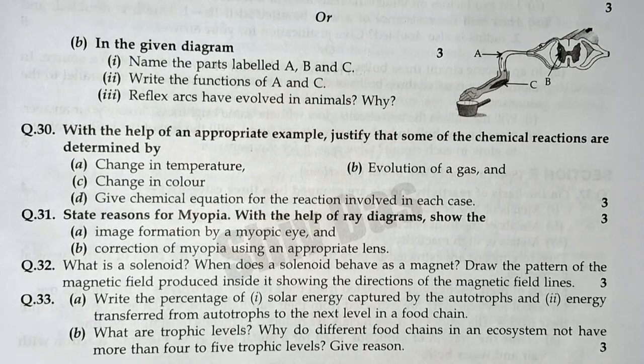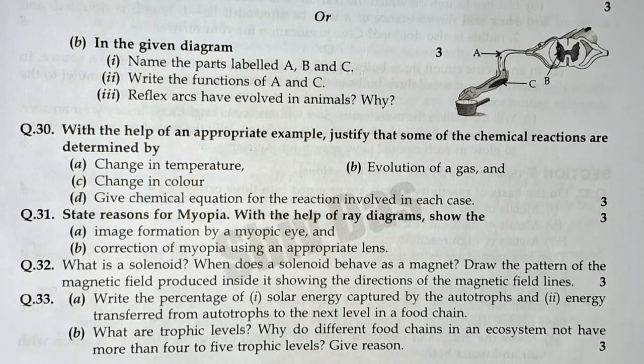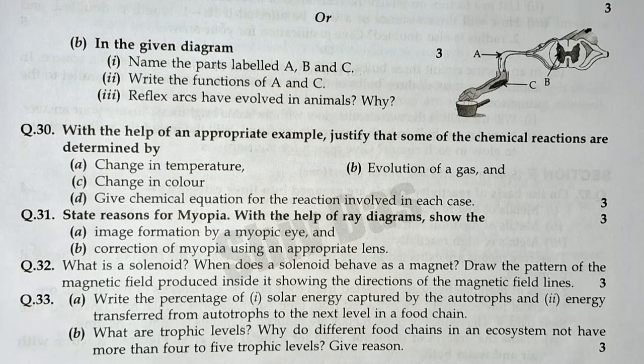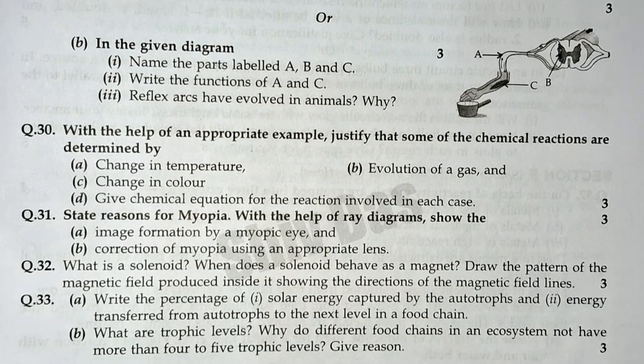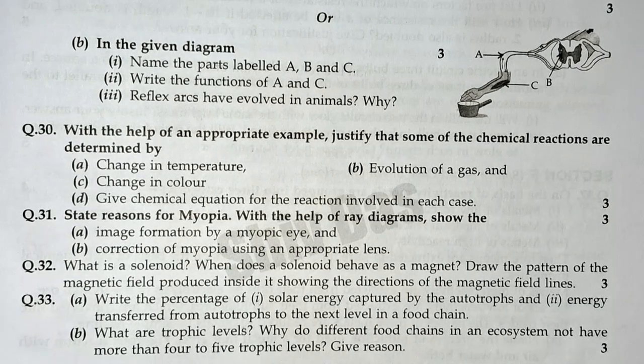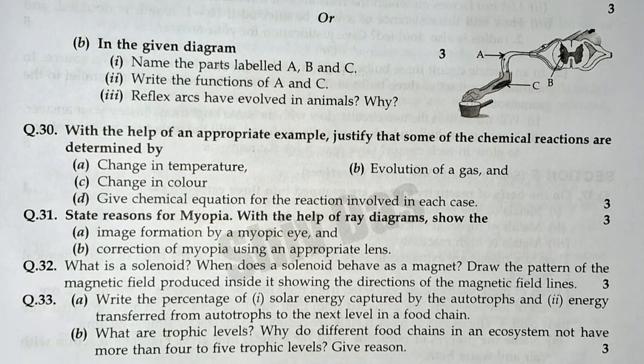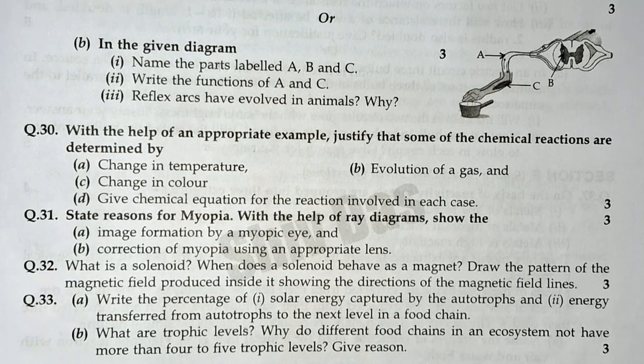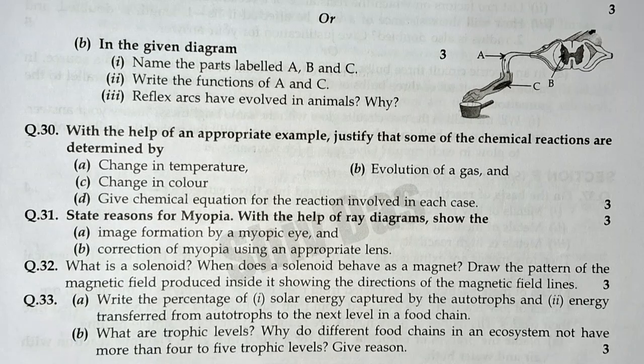Now next we have question number 31. State reasons for myopia. With the help of ray diagrams, show part A, image formation by a myopic eye, and part B, correction of myopia using an appropriate lens.